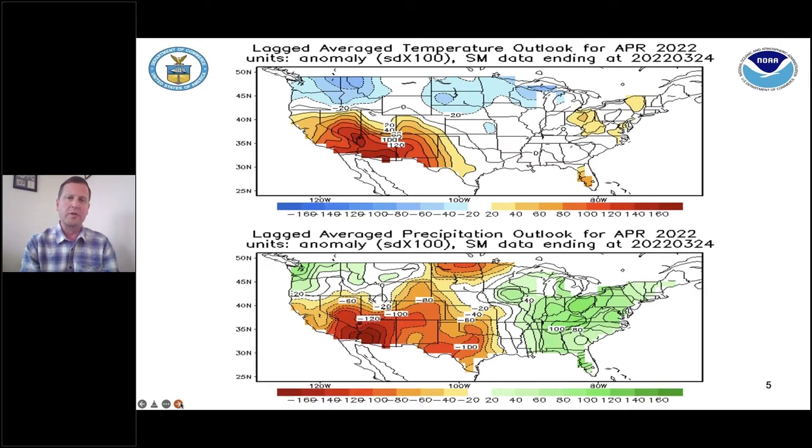So here's an example of that constructed analog derived from soil moisture. This is looking back historically at soil moisture conditions that match the current situation and projecting forward how that pattern will result in the temperatures on the monthlies and precipitation on the bottom there. Next slide.